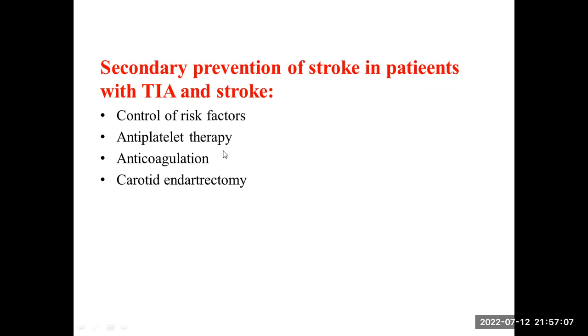And if it is a hemorrhagic stroke, then we can go through reduction of blood pressure. We will speak about hemorrhagic stroke in this lecture, and we will talk about how to control the blood pressure. But as far as ischemic stroke is concerned, it is just like I told you.